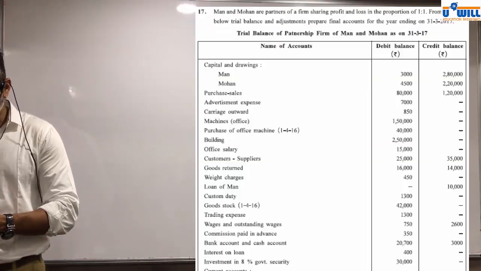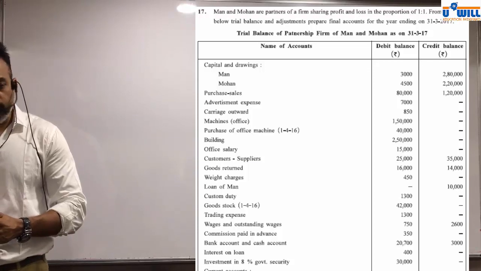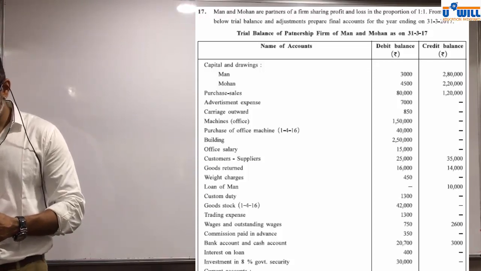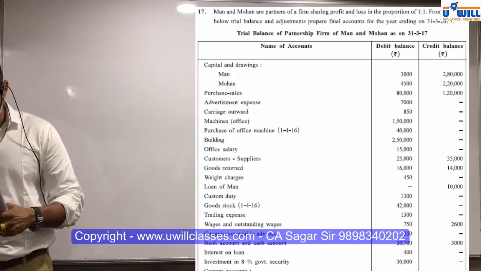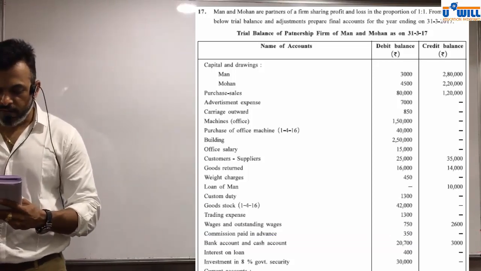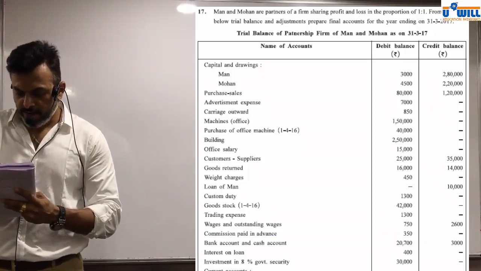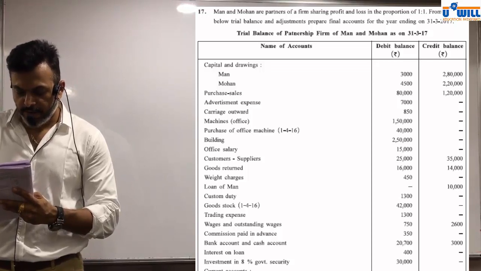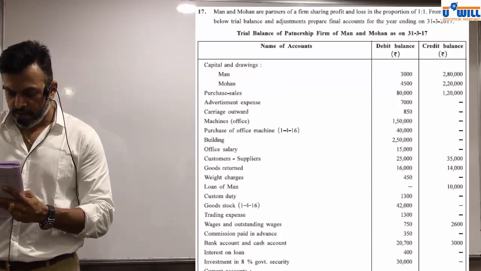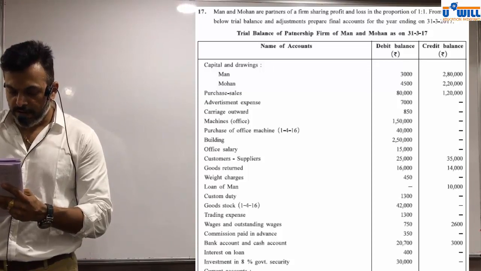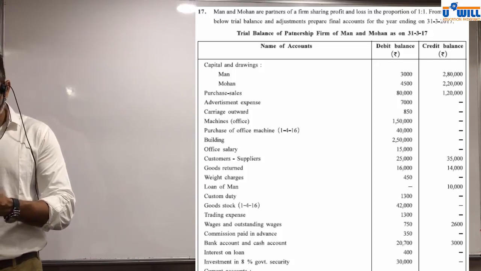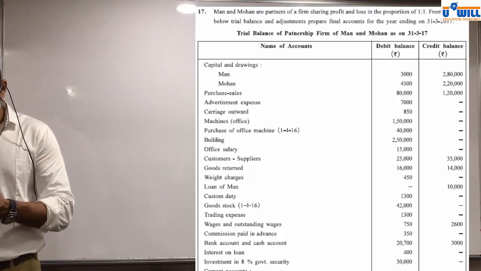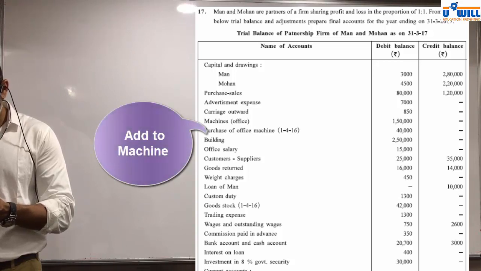Let's read question 17. Man and Mohan are partners of a firm sharing profit and loss in proportion of 1:1. Mark it. From the given trial balance and adjustments, prepare final accounts. Capital and drawings, purchase and sales, trading. Advertisement, profit and loss. Carriage outward, profit and loss. Machines, asset. Purchase of office machine will be added to machines, so tick machines and write here "add to machine".